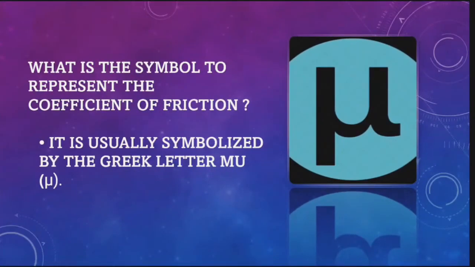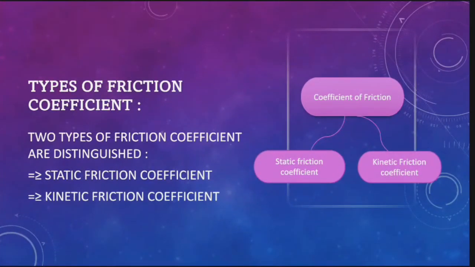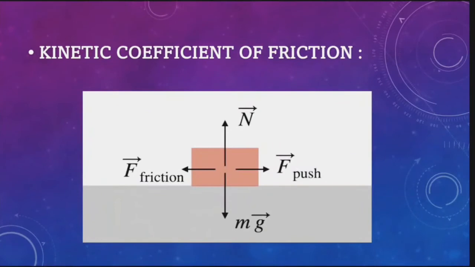Now, how do we symbolize or represent the coefficient of friction? The coefficient of friction is usually symbolized by the Greek letter mu, which looks like the one attached in the picture alongside. Now, the types of friction coefficient can be broadly classified into static friction coefficient and kinetic friction coefficient. Let us delve into kinetic friction coefficient.